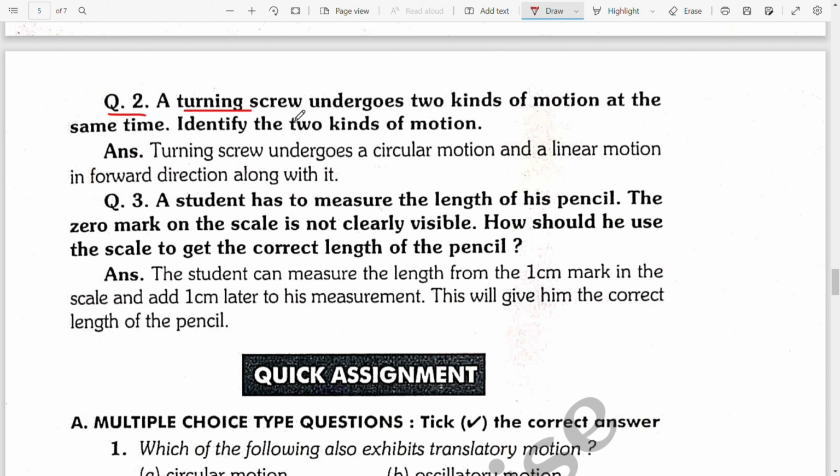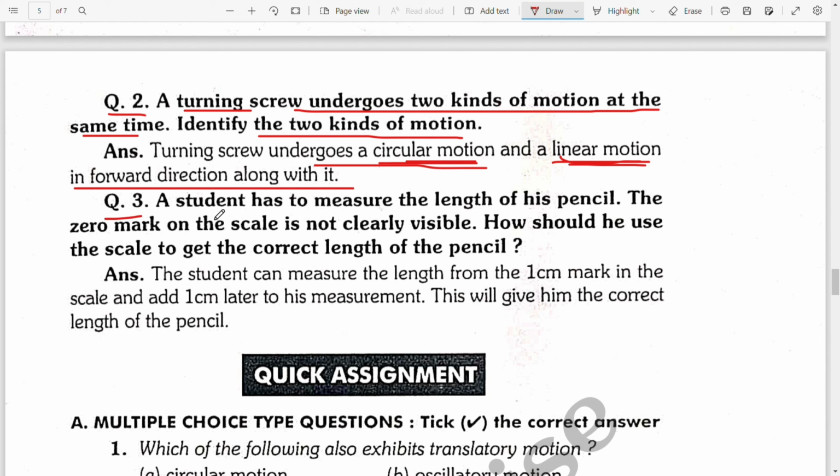A turning screw undergoes two kinds of motion at the same time. Identify the two kinds of motion. A turning screw undergoes a circular motion. That is one, circular motion. Second is linear motion in forward direction along with it. The answer is: turning of a screw undergoes a circular motion and a linear motion in forward direction along with it.